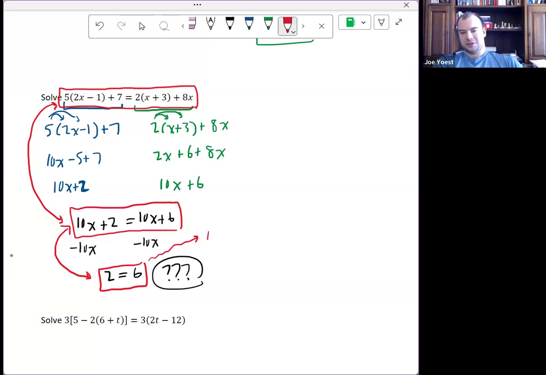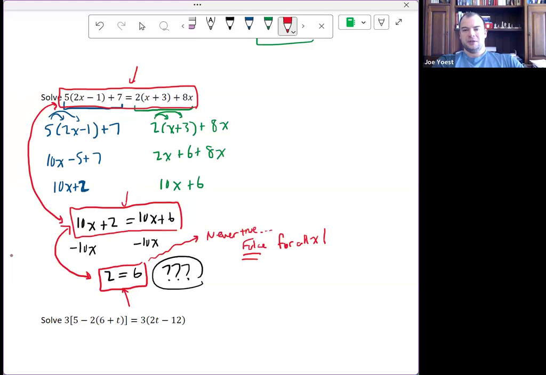2 is never equal to 6. This is never true. It's false for all values of x. No matter what value of x I pick, 2 is never equal to 6. Therefore, no matter what value of x I pick, 10x plus 2 is never equal to 10x plus 6, or whatever value of x I pick, 5 times 2x minus 1 plus 7 is never equal to 2 times x plus 3 plus 8x. It's impossible to find a value of x that makes these two sides equal.